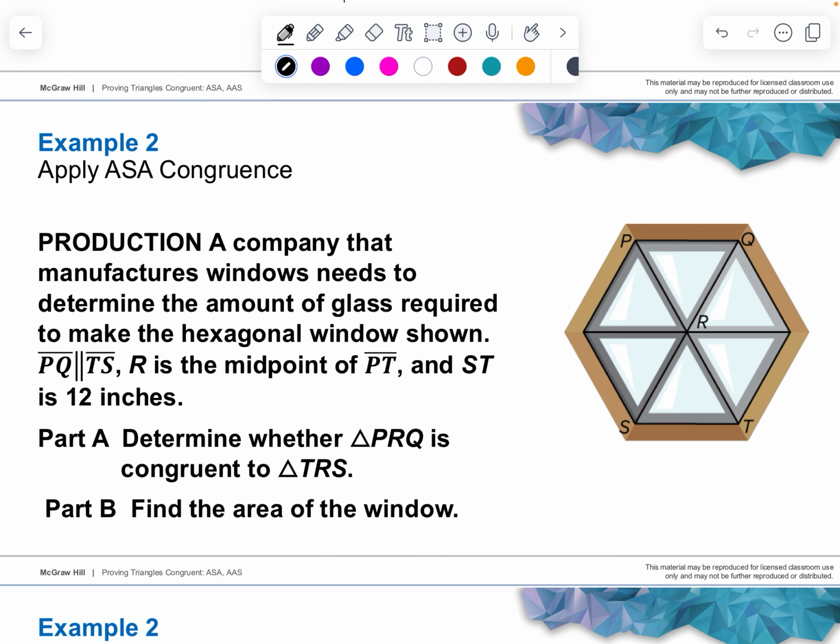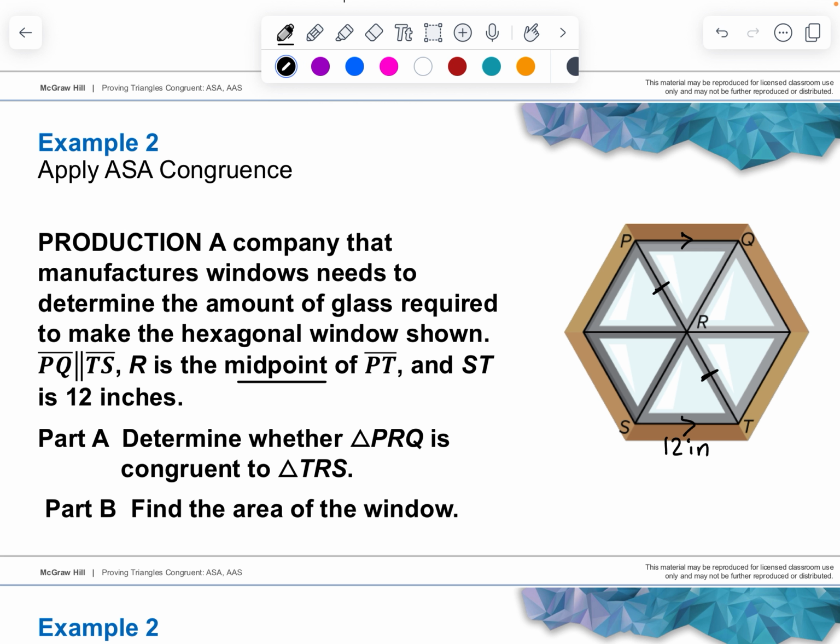Next, production. A company that manufactures windows needs to determine the amount of glass required to make the hexagonal window shown. PQ is parallel to TS, so I'm going to go mark that on my diagram. R is the midpoint of PT, so if it's the midpoint, that means it's cut it in half, so let's go mark PR and RT. And ST is 12 inches long, so I'm going to go write 12 inches down there.